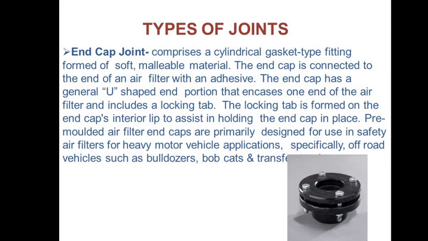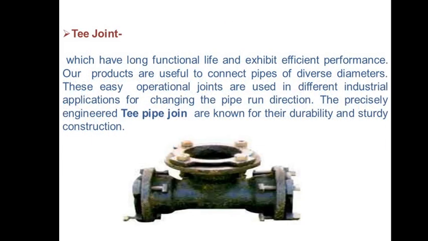Then types of joints. What are the different joints which are used in water distribution system? First, the end cap joint, a cylindrical gasket type fitting made from soft malleable material. The end cap is connected to the end of an air filter with an additive. The end cap has a general U-shaped end portion, encloses one end of the air filter, and includes a locking tab. Second, the T-joint, which has a long functional life and exhibits efficient performance. These products are useful to connect pipes of diverse diameters, and are used in different industrial applications for changing the pipe flow direction.